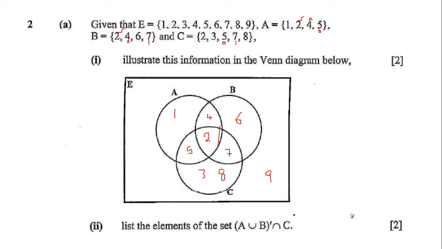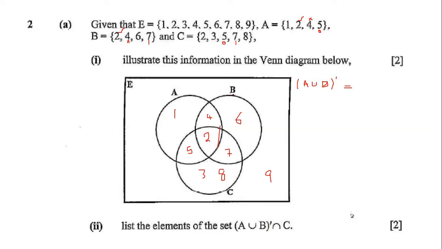Okay. Then now question 2 reads: list the elements of the set A union B complement intersection C. So what you do is you say A union B, then you close the brackets, with the complement outside the bracket. Meaning they are telling us to write everything that is not part of A and B.